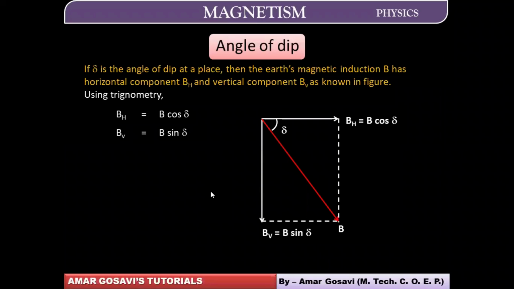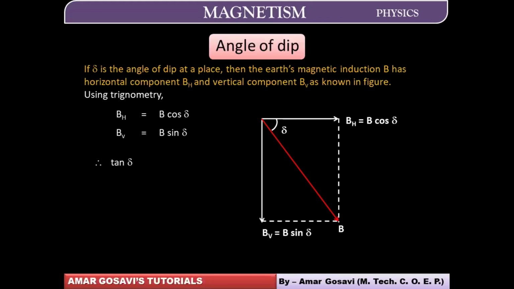Let's derive the relation between the angle of dip, the horizontal component of Earth's magnetic field, and the vertical component of Earth's magnetic field, BH and BV respectively. So if this angle is delta, B represents Earth's magnetic field. Adjacent to delta will be the cosine component. So B cos delta is nothing but the horizontal component. Perpendicular component is the sine component. So B sine delta is the vertical component. That's what is being noted over here.